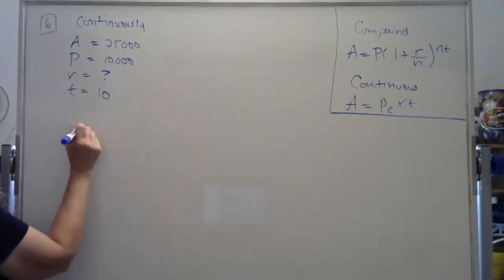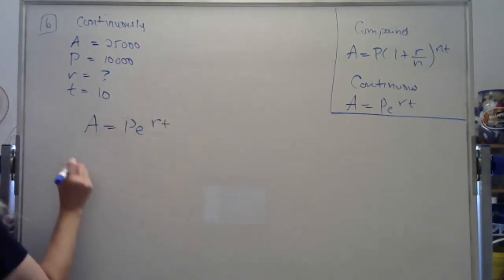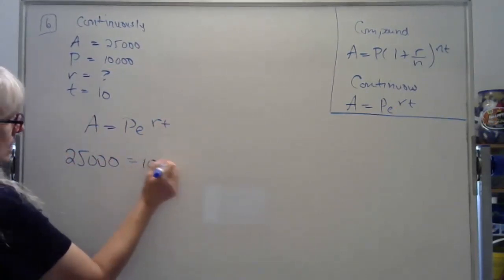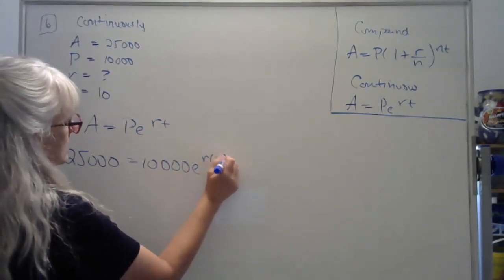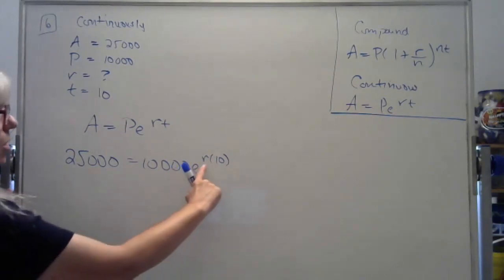Okay, so our formula is PERT: A equals P E to the RT. A is the 25,000. That's equal to 10,000 E to the R times 10. Now we've got to go solve for R. Very similar to the one we already did. This time we're solving for R versus time. Okay, what's our first step? How am I going to solve for R?